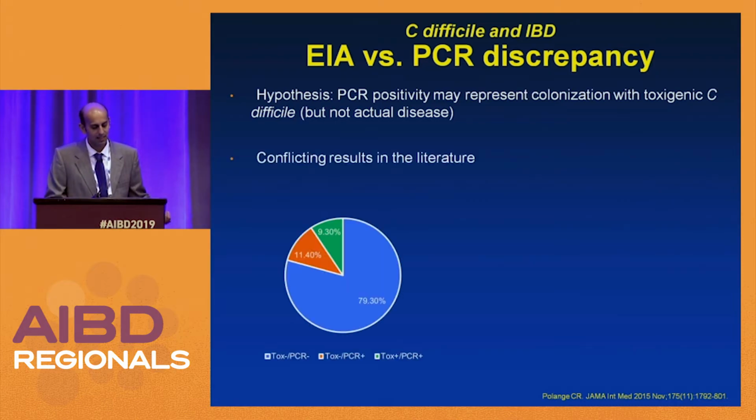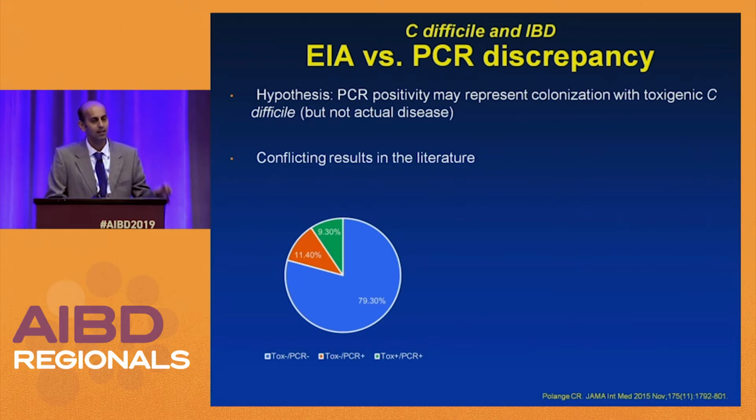So this very nice study looked at their large cohort of patients who had C. diff infection and grouped them into 3 separate categories, and it's important to keep this in mind. About 80%, which is the blue part of this pie chart, were toxin negative, PCR negative, so they didn't have C. diff infection. The red slice in this pie, which was 11% of patients, were toxin negative but PCR positive, and the remaining around 10% of patients were both toxin positive and PCR positive.